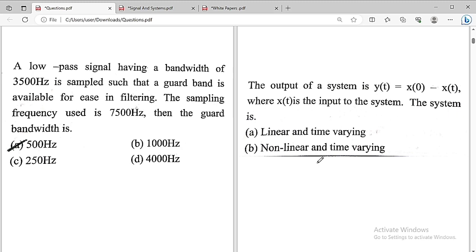Basically in this question, they have given a low pass signal which has a bandwidth of 3500 Hz. The signal is sampled with a sampling frequency of 7500 Hz, keeping in mind a certain amount of guard band available for easy filtering. Then we have to find the guard bandwidth. There are four options. Option A, 500 Hz, is the correct solution of this question. So let's solve this numerical.